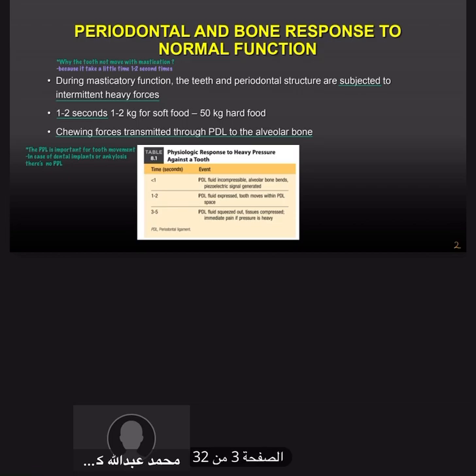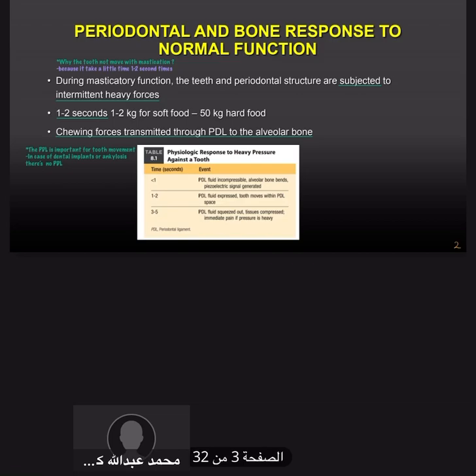And this alveolar bending is very important in maintaining the normal structure of the bone, the mandible, the skull. If the pressure is applied for 1 to 2 seconds, the PDL fluid is expressed out because it cannot bear more. The tooth moves within the PDL space. That is considered physiological. You can even feel it when you clench your teeth hard during mastication.